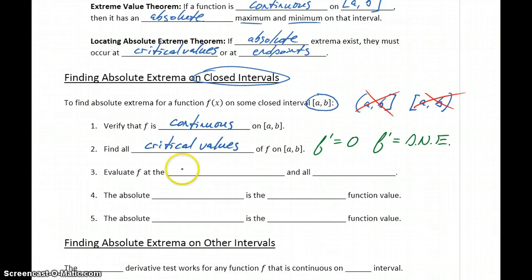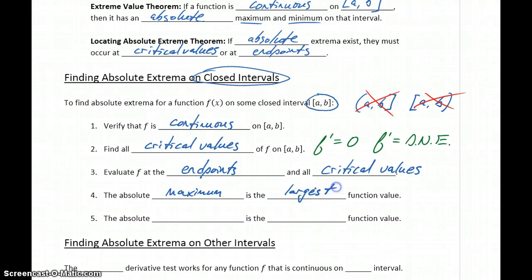We need to evaluate the function at the two endpoints. So that means evaluate it at a and evaluate it at b, and then evaluate it for any critical values. And then we just look at those different results. We identify which one is the largest. So the absolute maximum is just going to be the largest of those results. And the absolute minimum is going to be the smallest of those results.